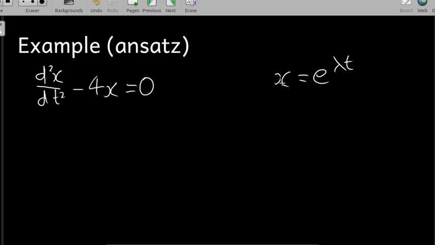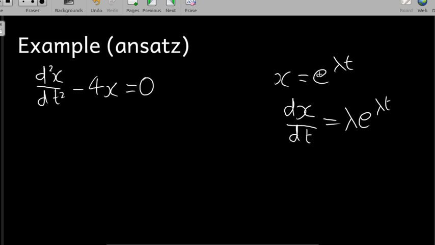The next step, if we want to substitute this in for x: the differential equation has x, but it also has d2x by dt squared. So we're going to need to figure out what d2x by dt squared is. To get there, we differentiate this equation twice. Differentiating once, we find dx by dt equals lambda e to the lambda t.